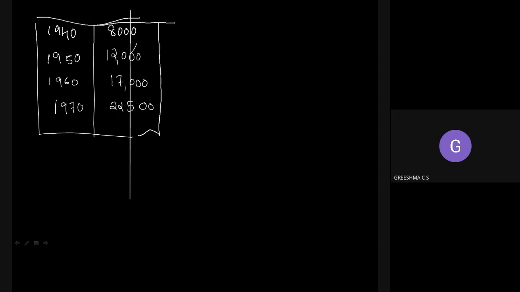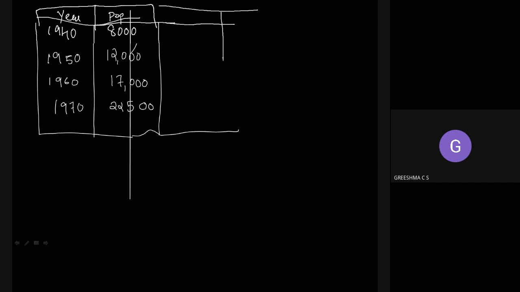First of all, you have to make columns like this. This column indicates the year, and this column indicates the population. The next column is the increase in the population: you have to find how much increase in the population has occurred. So the third column is the increase in population.